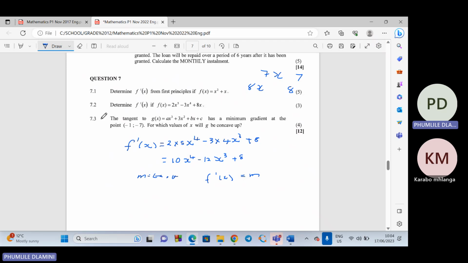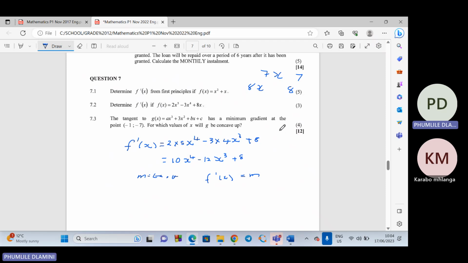So question 7.3 says: the tangent to g of x, which equals ax cubed plus 3x squared plus bx plus c, has a minimum gradient at the point (-1, -7). For which values of x will g be concave up?